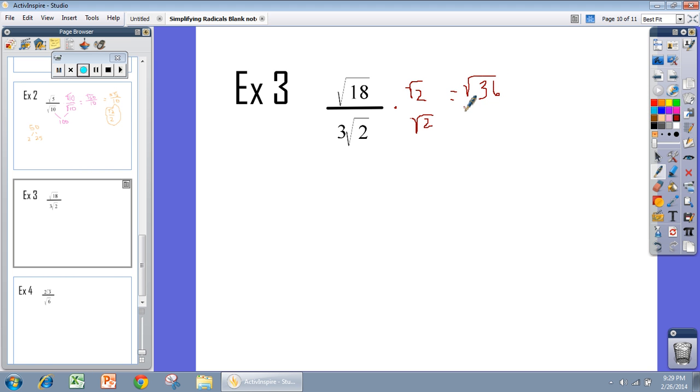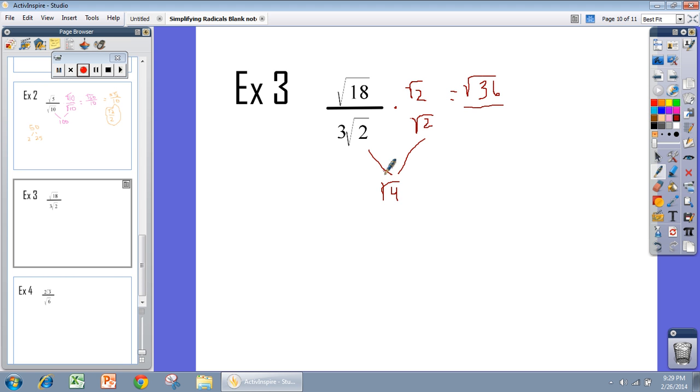Okay, and then at the bottom, if I'm doing the square root of 2 times the square root of 2, that's going to be the square root of 4. And then what's the square root of 4? The square root of 4 is 2. Okay, so we're just going to have a 2 left over.